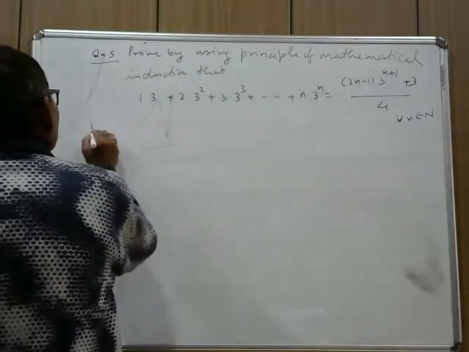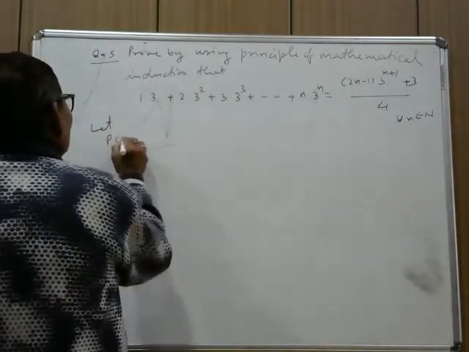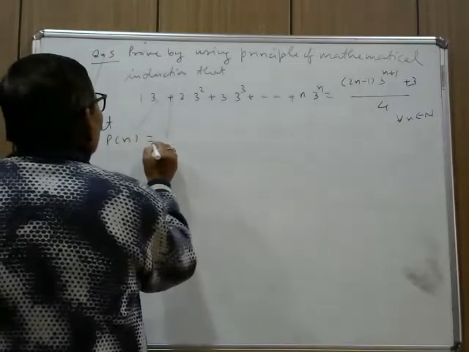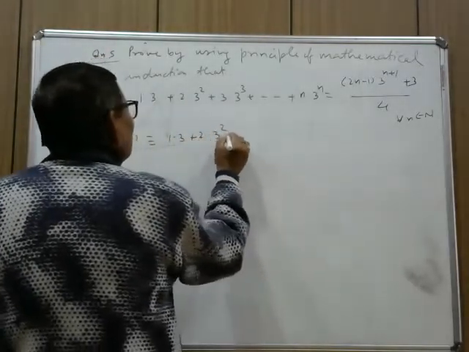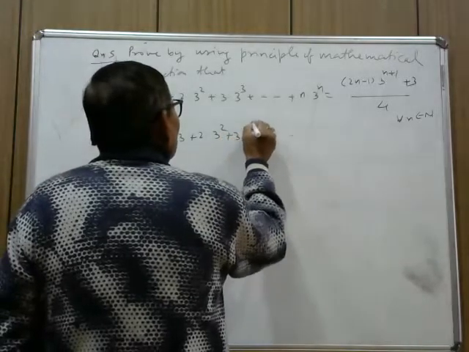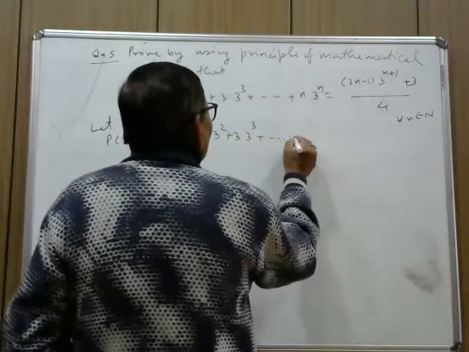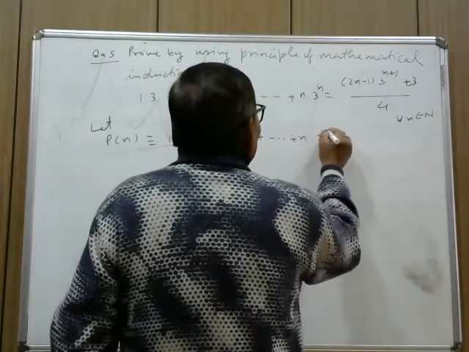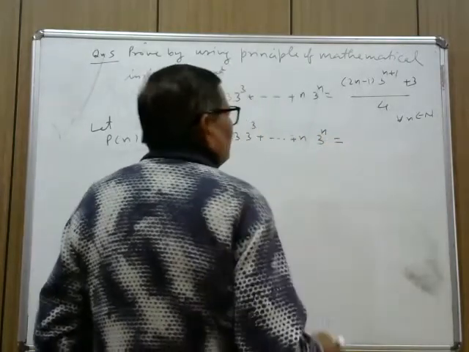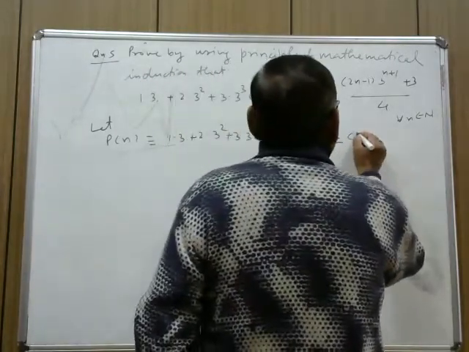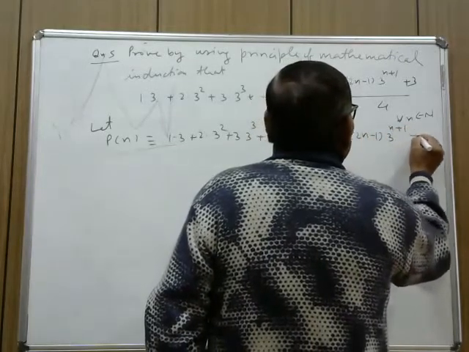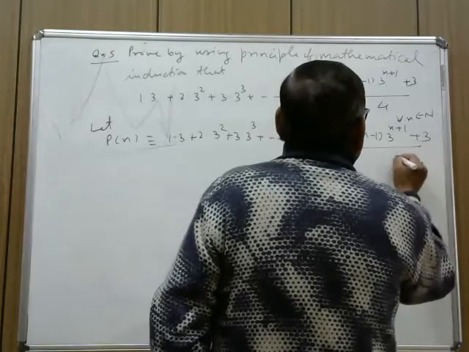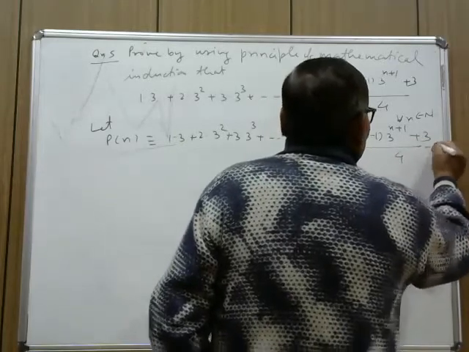So let Pn be equal to 1 into 3 plus 2 into 3 square plus 3 into 3 cube plus and so on plus n into 3 to the power n. This is the nth term of this series, that is (2n minus 1) into 3 to the power n plus 1, plus 3 by 4. This is your result number 1.